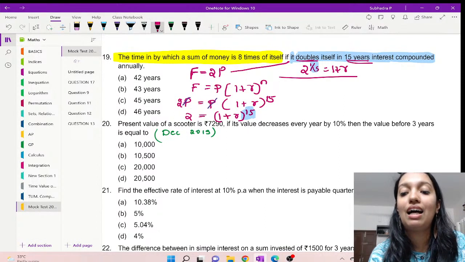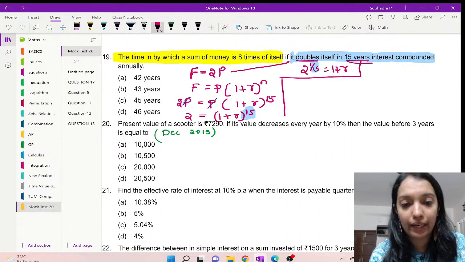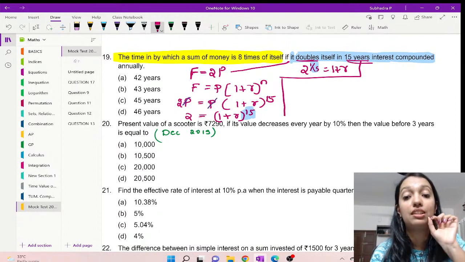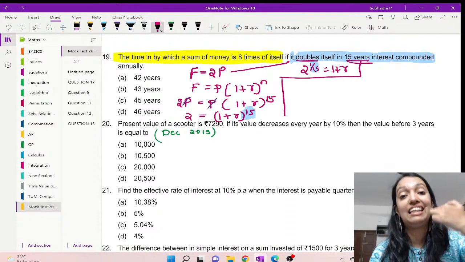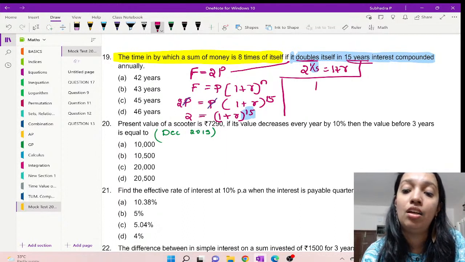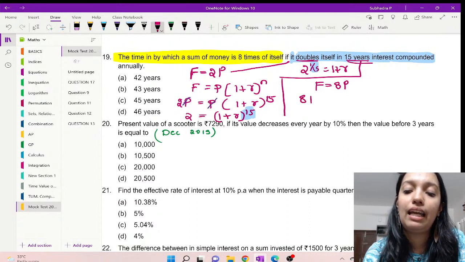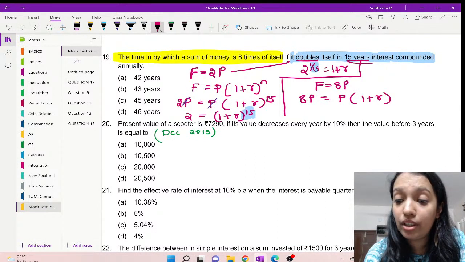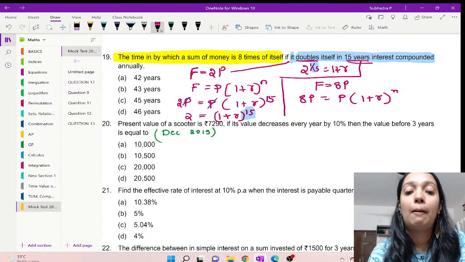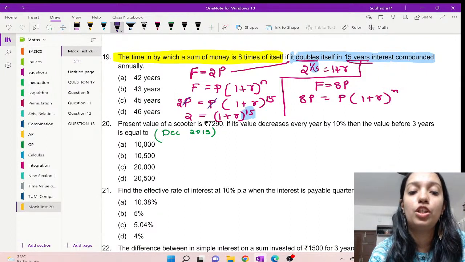Now, what have they asked in the question? They have asked the time in which the sum of money is going to become 8 times. Now, this time they are telling future value is equal to 8 times. So, let us again repeat it. So, it is 8P is equal to P of 1 plus R. This time I don't know N. I'll keep it as it is. P is going to get cancelled.